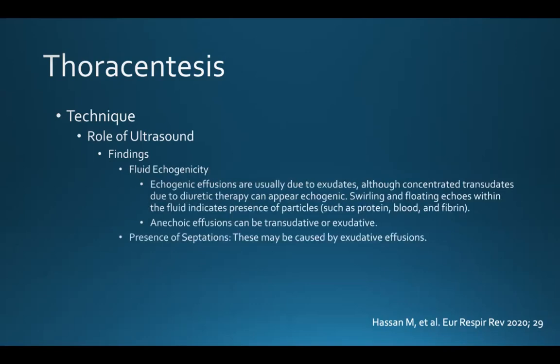Sometimes the fluid is not anechoic, and an echogenic effusion is usually due to an exudate, although concentrated transudates due to diuretic therapy can appear echogenic as well. Swirling and floating echoes within the fluid indicates the presence of particles such as proteins, blood, and fibrin. An anechoic effusion can be either transudative or exudative. You may also see septations on ultrasound, which may be caused by exudative effusions.